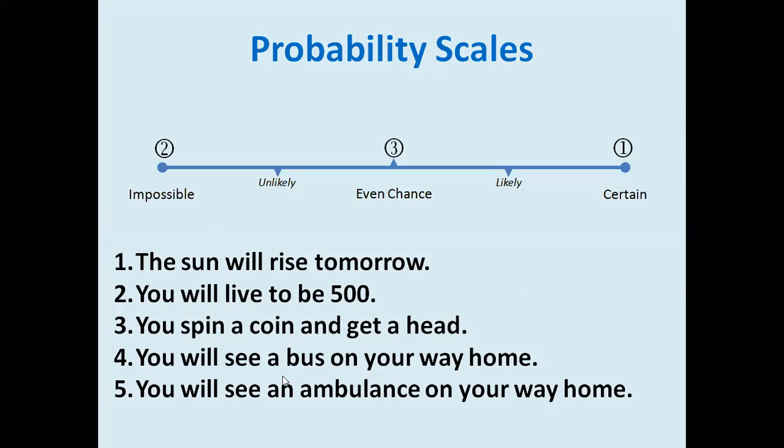You will see a bus on your way home. If you're going home, what's the possibility of seeing a bus? Most possible to see it, likely. You will see an ambulance on your way home. You might see the ambulance, but you're not sure about seeing an ambulance. This one, you can write it anywhere between impossible and even chance. It's something unlikely to happen.